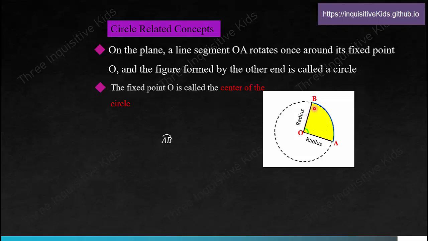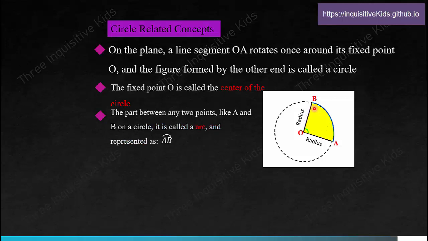The fixed point O is called the center of the circle, and the part between any 2 points, like A and B, on a circle is called an arc. So this blue highlighted part right here is curved, almost like a line segment, but bent. It's called an arc, and it can be represented with the 2 points and an arc drawn on top. It is read as arc AB.